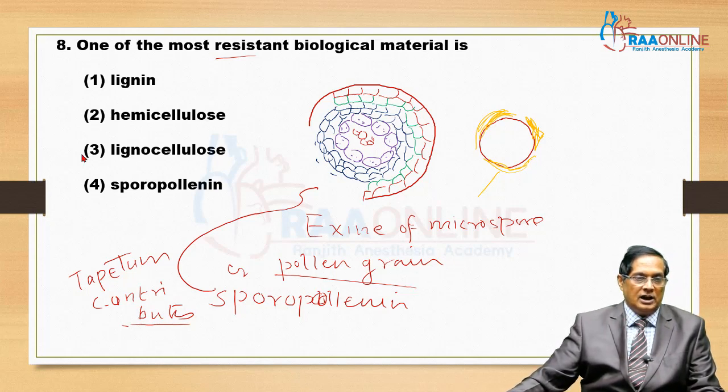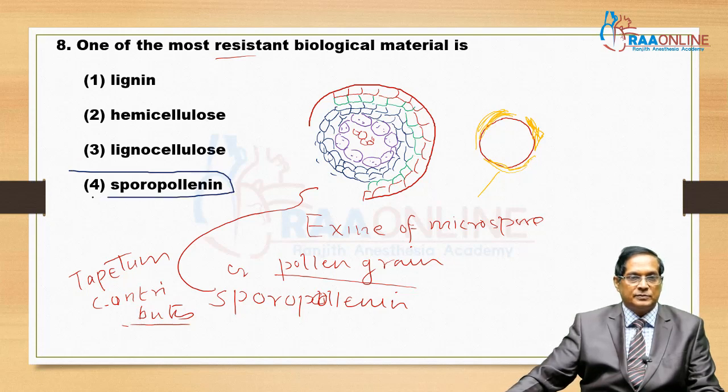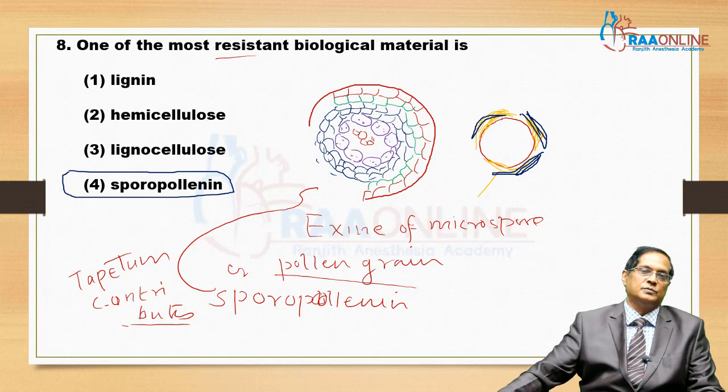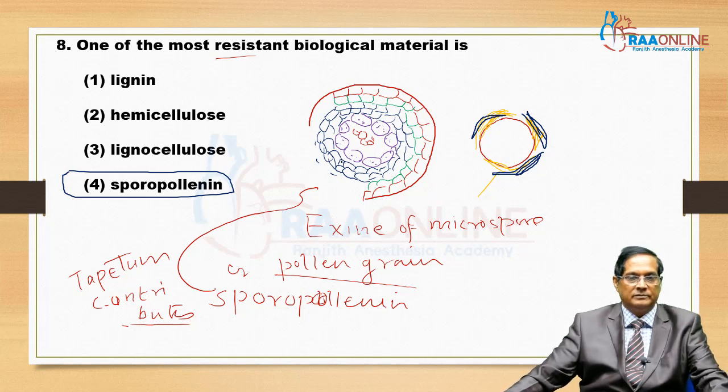So here I have already described from where it is contributed, and which cells are responsible for its contribution, and where it is deposited. It is seen over the exine of the pollen grain or microspore.